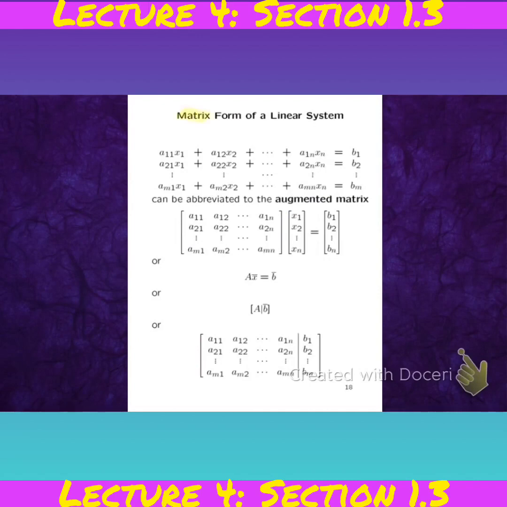Okay, then just the matrix form of a linear system. If you're given a linear system of equations, remember then you can write down the augmented matrix. But the augmented matrix you can also write in the form AX equals B, where B is a column vector, and it's the column vector formed by those entries there.